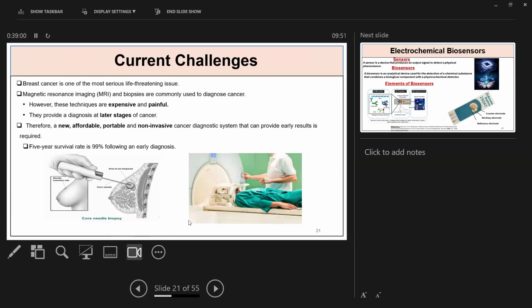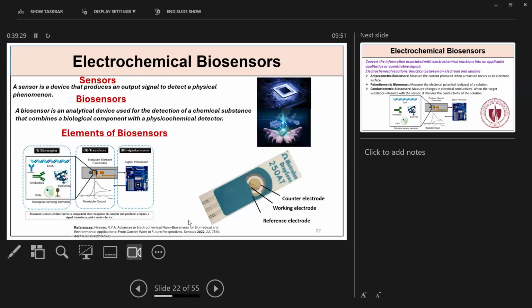To detect breast cancer, currently they are using MRI and biopsy. As I mentioned before, these techniques are expensive and more painful, and it is usually diagnosed at a later stage of the cancer. And we are trying to develop an affordable, portable, non-invasive cancer diagnostic system. To that aim, we are focusing on the development of electrochemical biosensors.